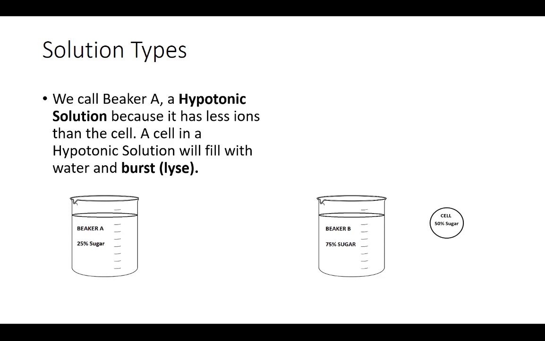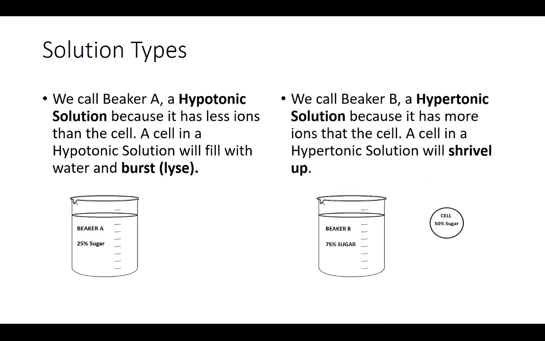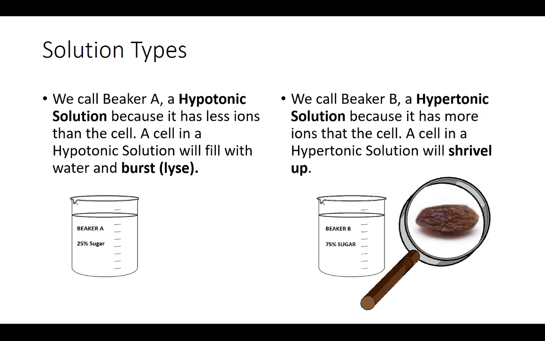Well, what happened to the same cell in beaker B? Well, when we put it in there, we said that was going to be a hypertonic solution, meaning that beaker B has more ions in it than the solution inside the cell. So for a cell in a hypertonic solution, the water is going to move out of the cell, and what happens to the cell? Let's see. Oh, it shrivels up and it dehydrates like a raisin and gets really small. So that's kind of what happens in those two solutions.